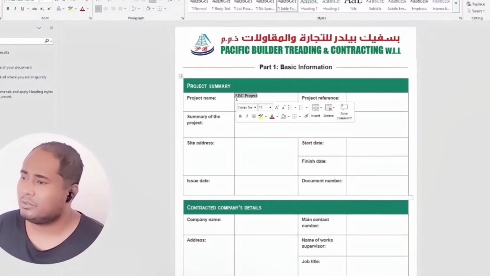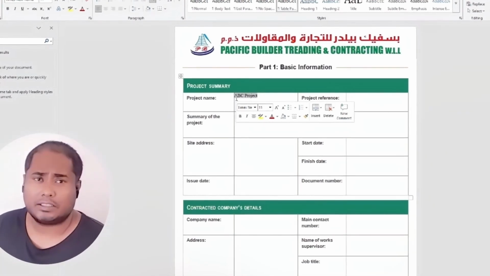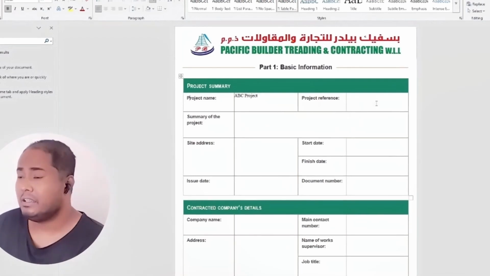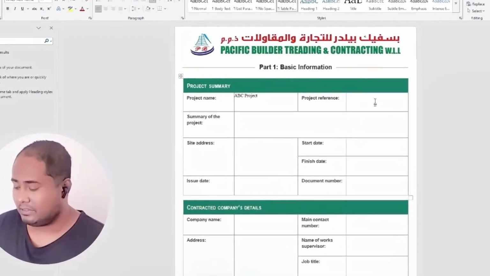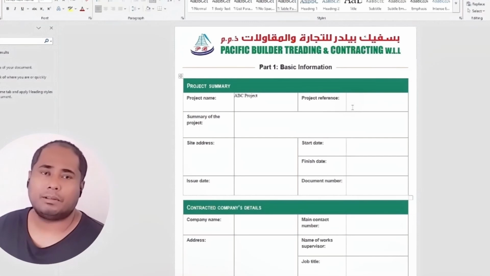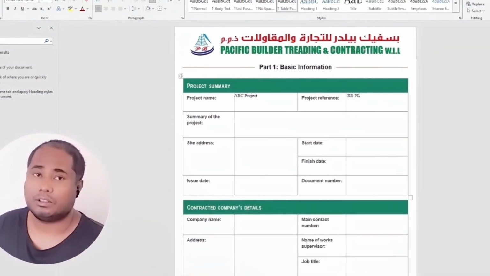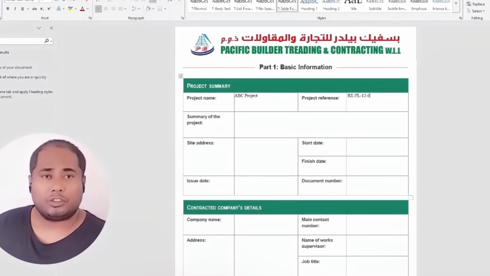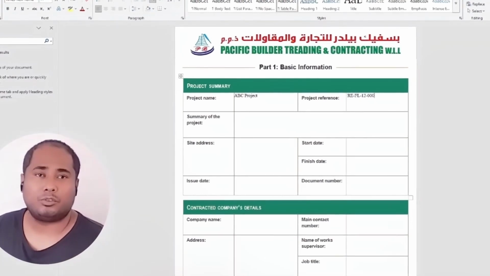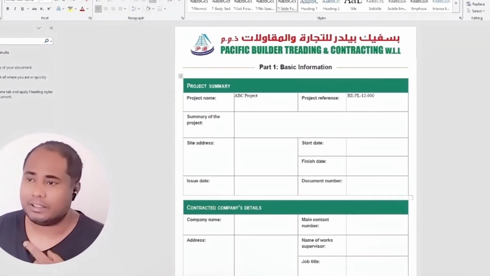Then the project reference. What is the reference of the project? You need to ask your colleague and collect the project reference information. Right now I'm giving RA, FL, 1200. This is a reference I gave, okay? Every project has a reference, and you need to find it. Probably you can find the project reference in the drawing, or take the information from the consultant's drawing. That reference should be given there.